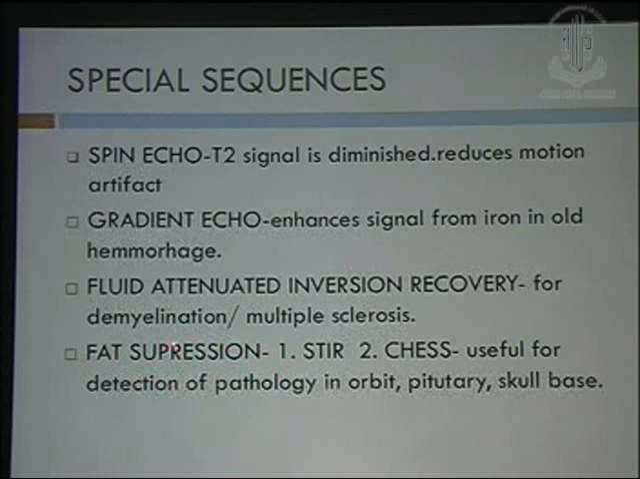The second thing is fat suppression, which is usually used to find out if there is a pathology in the orbit, the pituitary, or the skull base. Because fat is bright on T1, as I showed in the previous slide, if there is a lesion inside the fatty area of the orbit or the pituitary base, it might get masked by the brightness of the fat. If you can suppress that fat by these two techniques, which are called short tau inversion recovery and chemical based fat suppression, we can identify the pathology which may be masked.